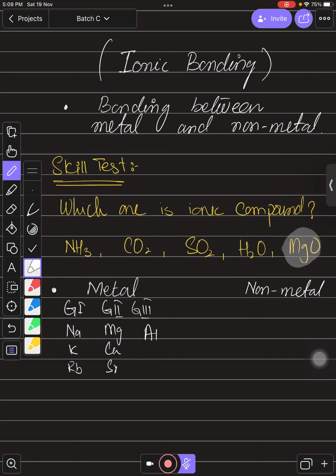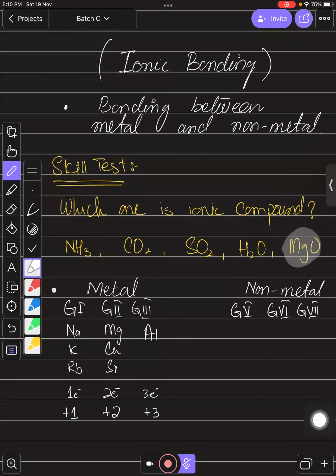We know that group 1 has 1 electron in the outermost shell, group 2 has 2 electrons, and group 3 has 3 electrons. When they have 1 electron, they will lose that electron to become +1 charge. When they have 2 electrons, they will lose 2 electrons to become +2 charge. When they have 3 electrons, they will lose 3 electrons to become 3+ charge. These are the charges of metals. Metals always form positive charges, right? Similarly, non-metals are generally found in group number 5, group number 6, and group number 7.